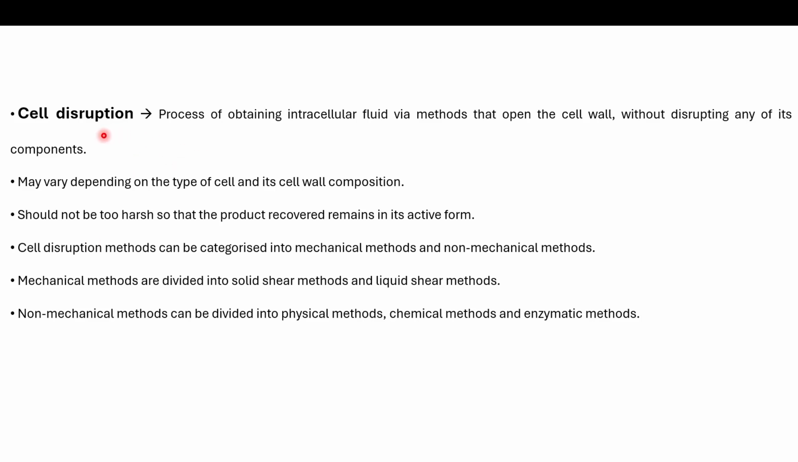So, disruption is a process where we can obtain the intracellular material or fluid via methods that break open the cell wall, if the cell has one, without disrupting any of its components. Cell disruption techniques can vary depending on the type of cell and its cell wall composition, because plant cells, bacterial cells, and fungal cells have different kinds of cell wall composition.